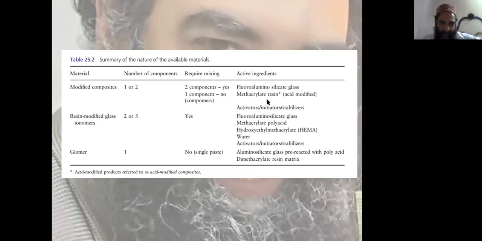And then comes giomer. Giomer is available only in single component. So no mixing is required as it is in a single paste form. Again, active ingredients are aluminosilicate glass pre-reacted with polyacid, and dimethacrylate resin matrix.